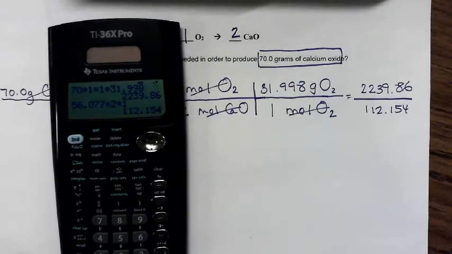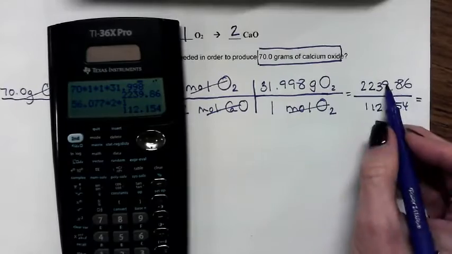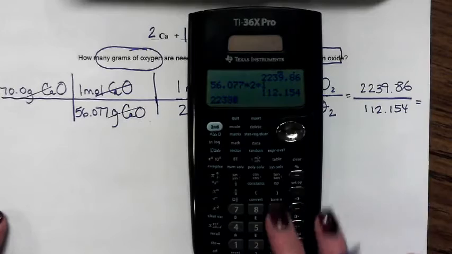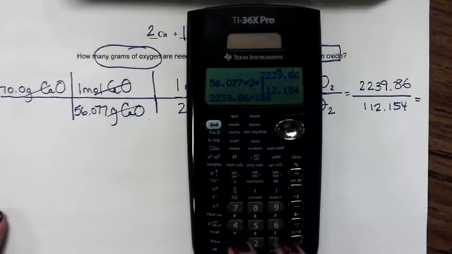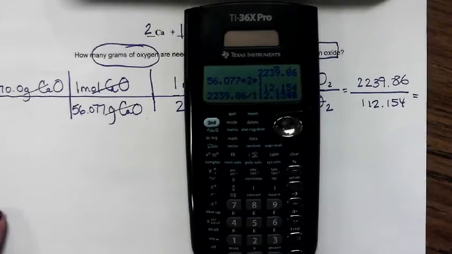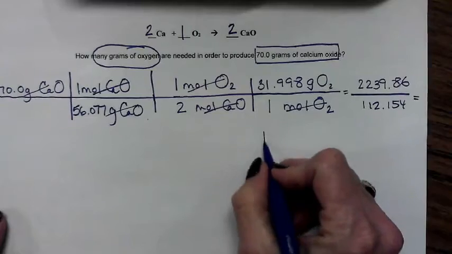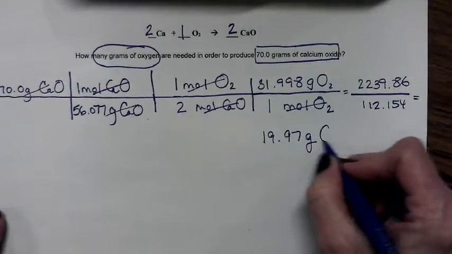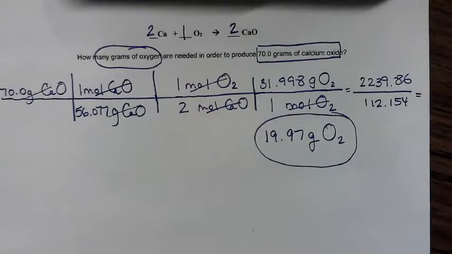Okay, think back to, I don't know, 5th grade? Divide denominator into numerator. So you go 2239.86 divided by 112.154. 19.97. Looks like we have 19.97 grams of oxygen. You see, that wasn't so painful.